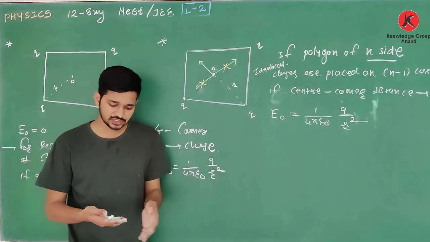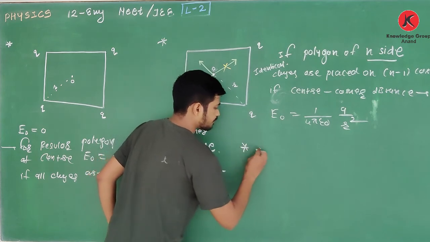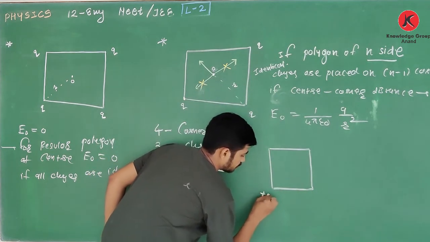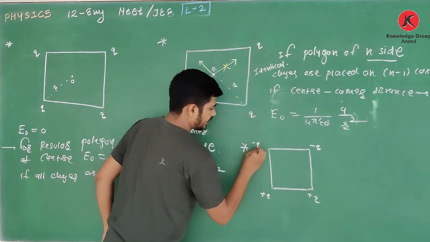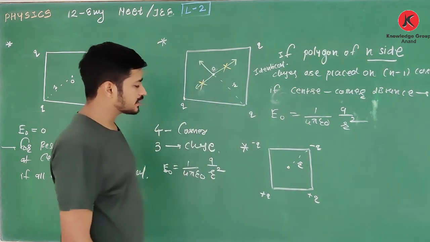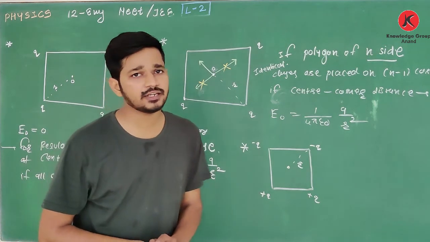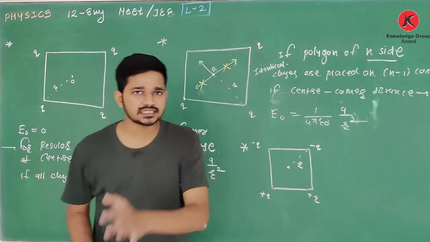But if all charges are not identical, now you have to solve one question. If you are given a figure like this, plus Q charge, minus Q charge, and minus Q charge, then if this distance is r, what is the electric field at the center, and in which direction? That you have to solve. Clear? So yes, for today this is it.